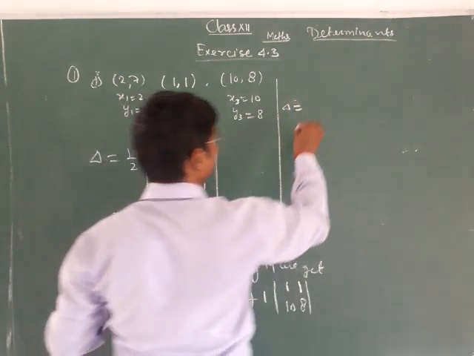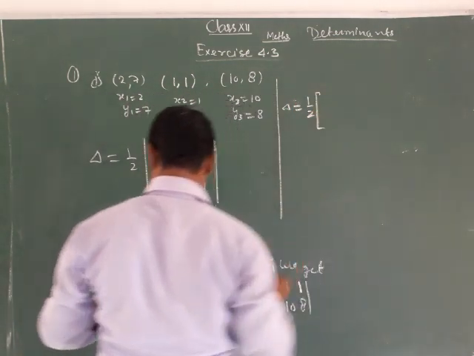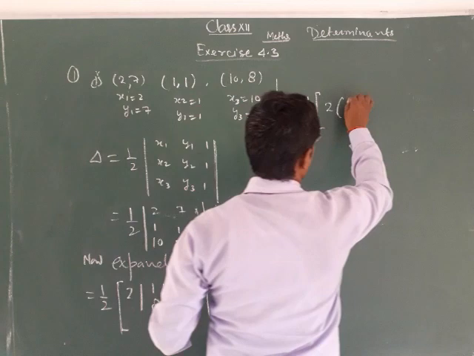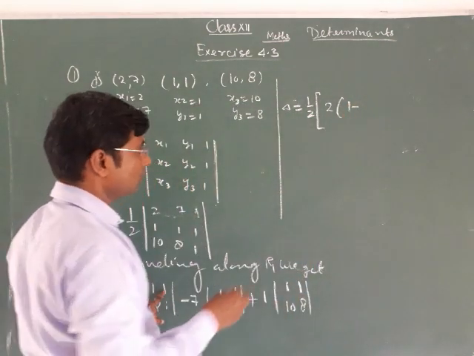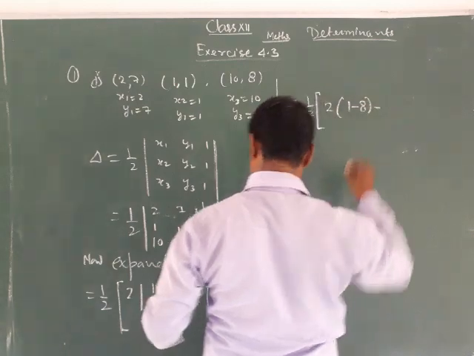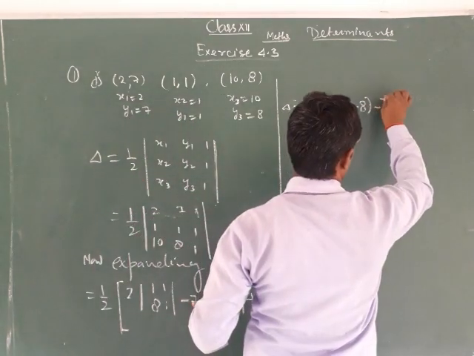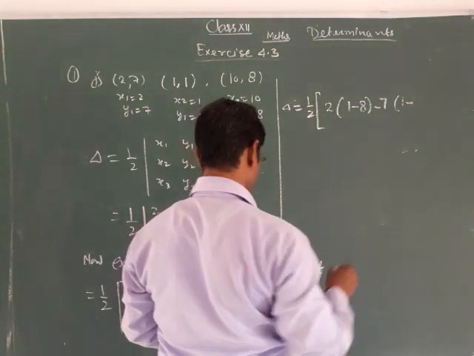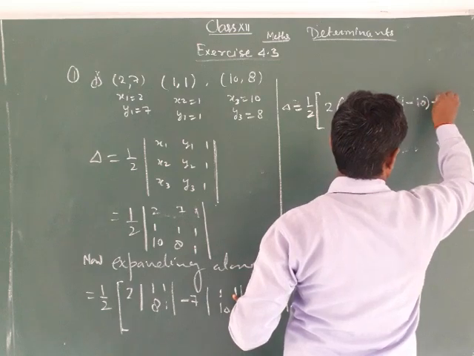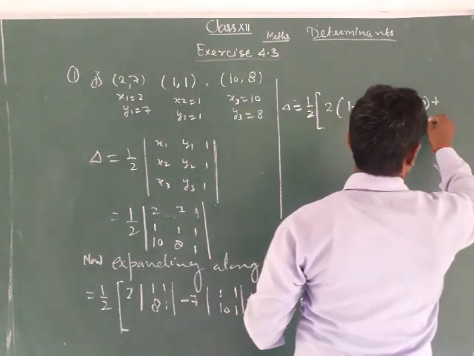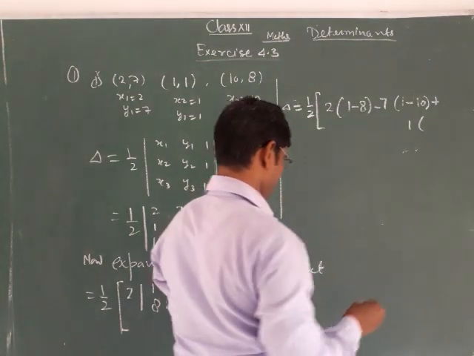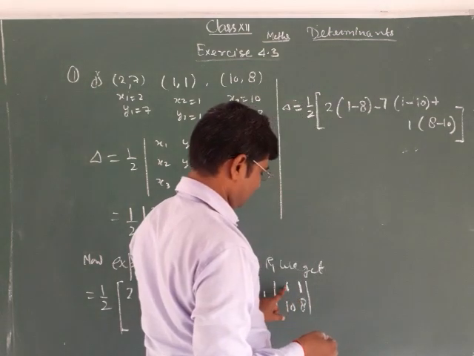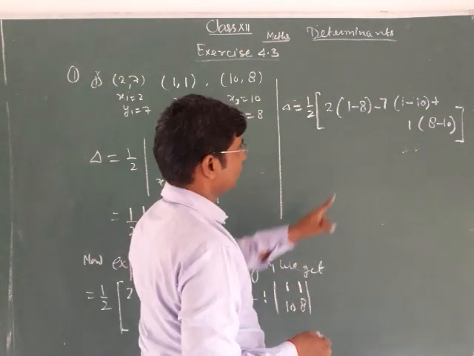So the area of the triangle is equal to 1 by 2 times 2 into (1 into 1 minus 8 into 1), which is 1 minus 8, also negative, minus 7 into (1 into 1 minus 1 into 10), and plus 1 into (1 into 8 minus 10 into 1).